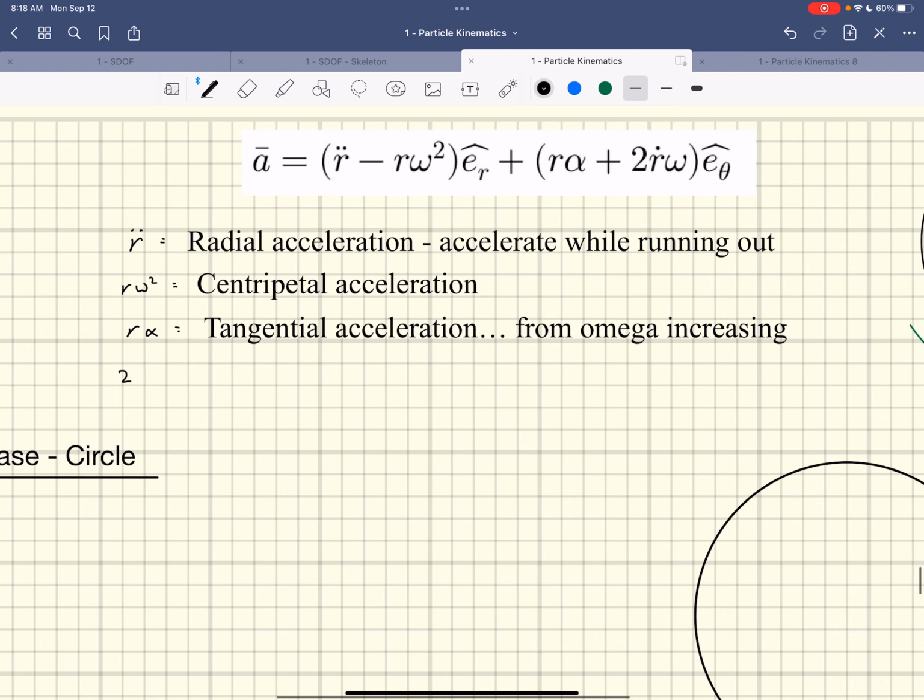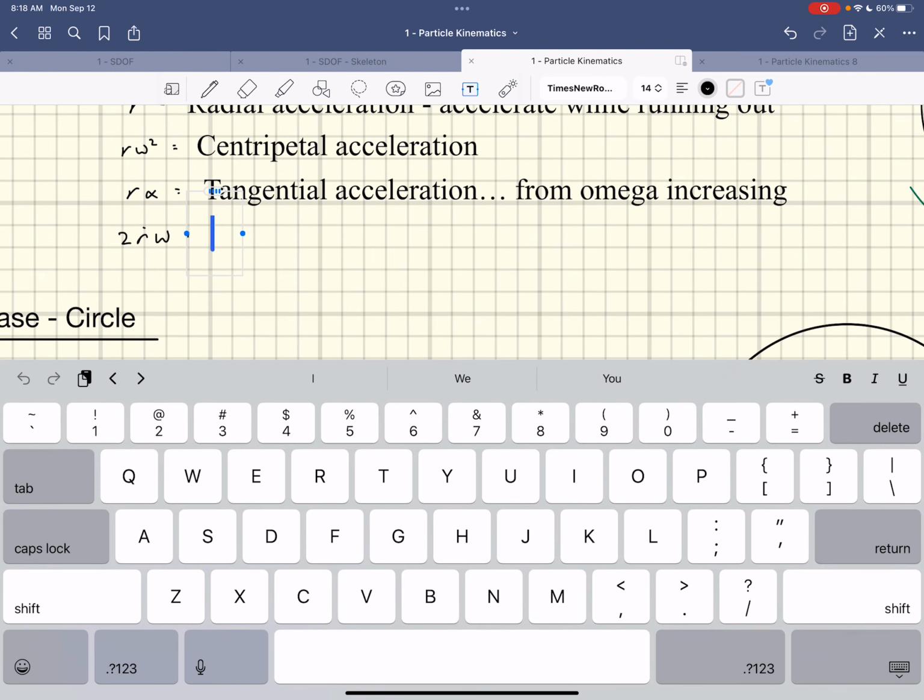This is 2 r dot omega. Any guesses on what this one is? r dot omega. Anybody? It's associated with toilets flushing, right? Toilets flush, and when they go down in a certain direction. It is the Coriolis. That's the Coriolis acceleration. Right? It actually has nothing to do with toilets.